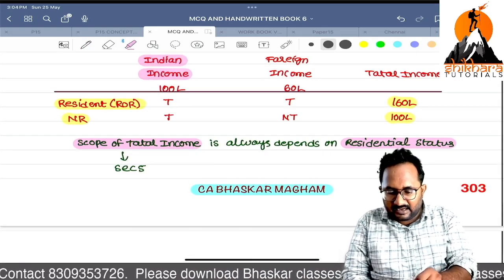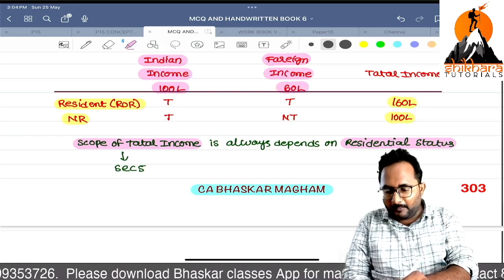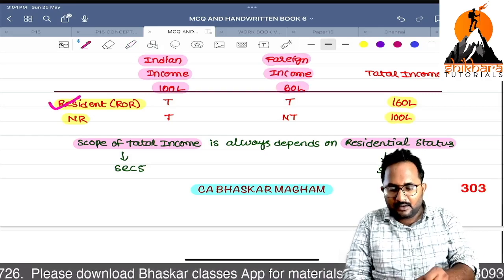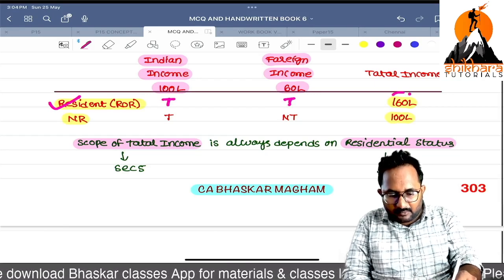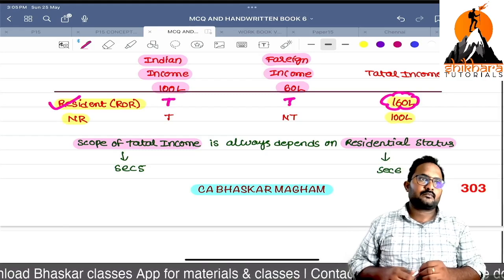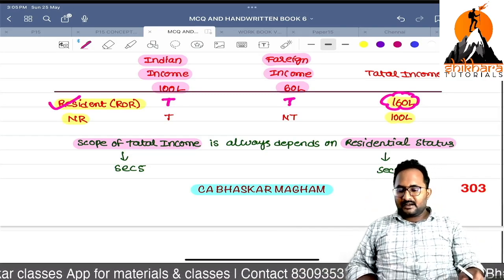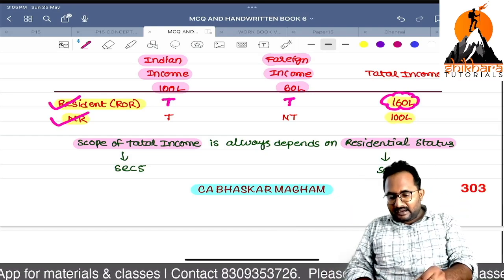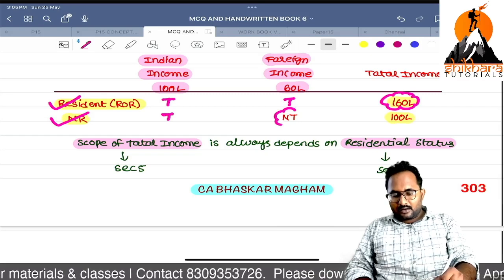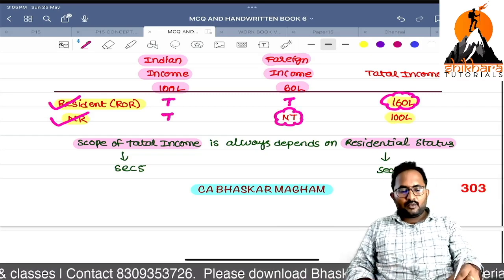Now, I will take an example. Indian income is 100 lakh. Foreign income is 60 lakh in your hands. Suppose you are a resident and ordinary resident, both the things will be taxable. Then your total income is how much? 160 lakh. Both the things will be taxed in India. Global income will be taxed in India. Next, non-resident. If you are a non-resident, only Indian income will be taxable. Foreign income is not taxable.